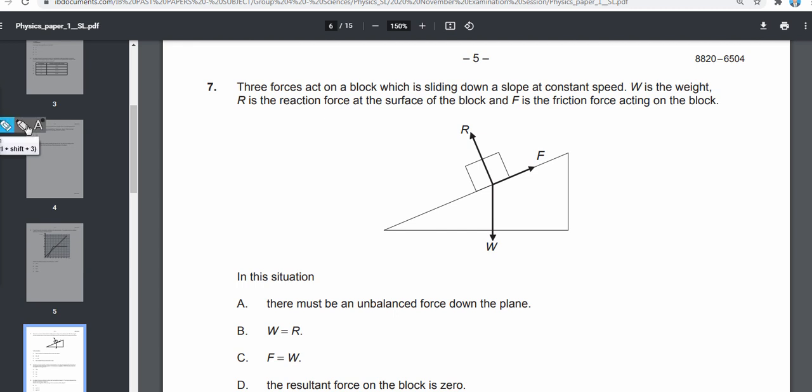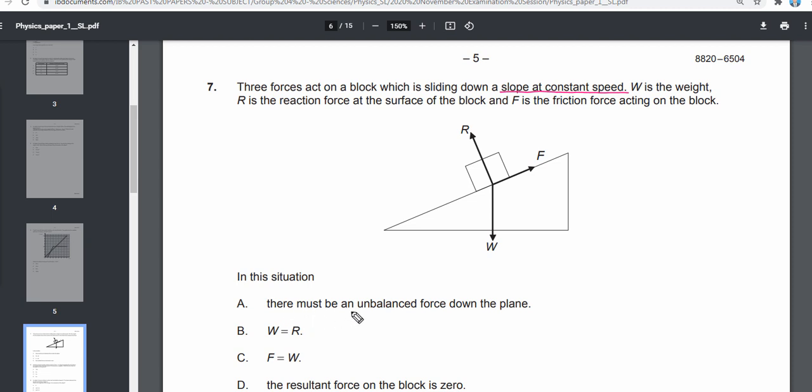Alright, so now here we have another question. It says three forces act on a block which is sliding down a slope at a constant speed. W is the weight, R is the reaction force at the surface of the block, and F is the force of friction acting on the block.